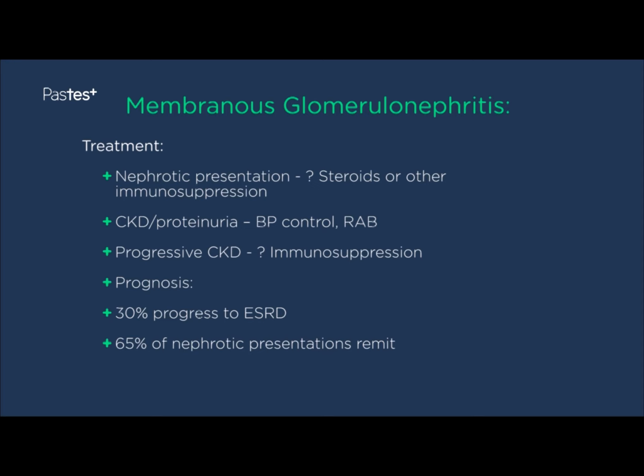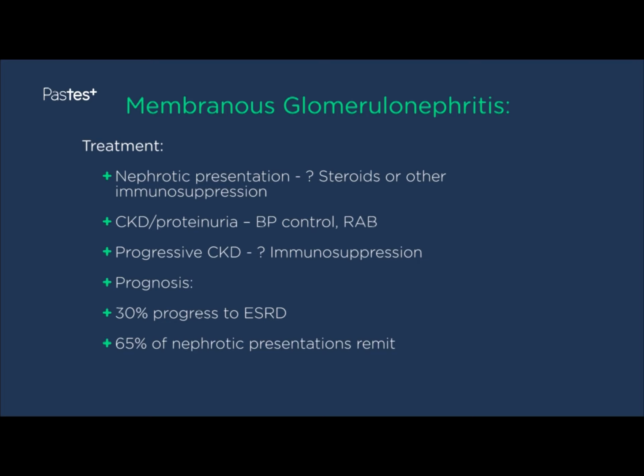Treatment of the nephrotic presenting patients is slightly controversial. Most clinicians would try to treat them with steroids. Others might try just renin-angiotensin blockade with ACE inhibitors or angiotensin receptor blockers. When the patient has CKD and proteinuria, as I've mentioned for IgA nephropathy, then blood pressure control with renin-angiotensin blockade is the fundamental therapy. In those patients with progressive CKD and membranous GN, again, we have more controversy.